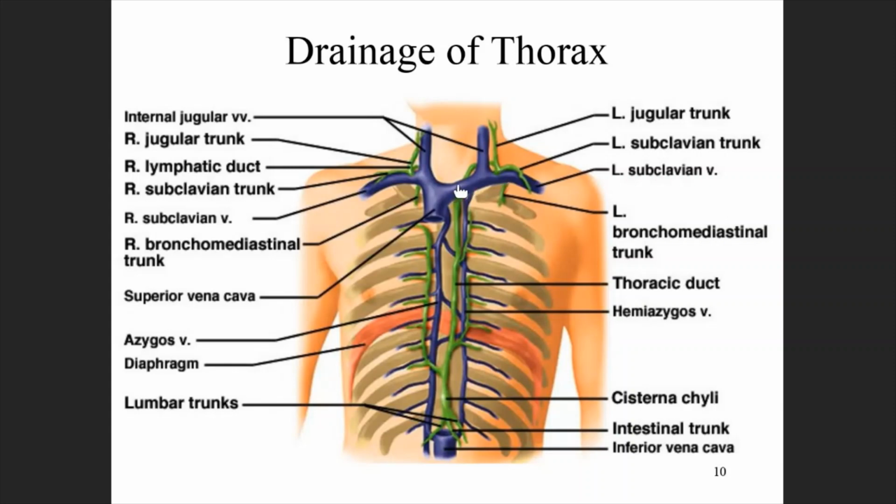So this will be your left brachiocephalic vein, or the left innominate vein. Here's your right brachiocephalic vein, or the right innominate vein. Both of them drain through the superior vena cava. The reason this is known as a brachiocephalic vein is because it takes drainage from the brachial, which is the arm, right? And the cephalic is the head.